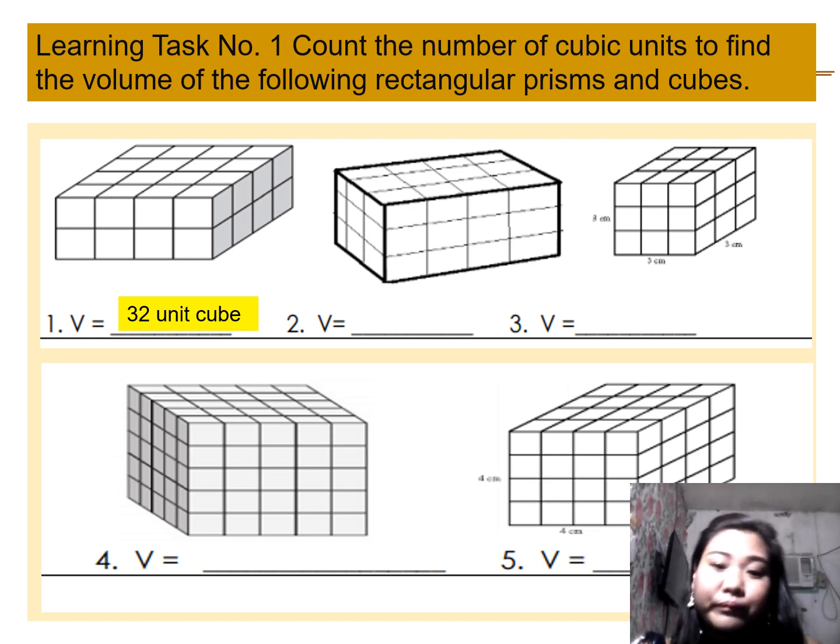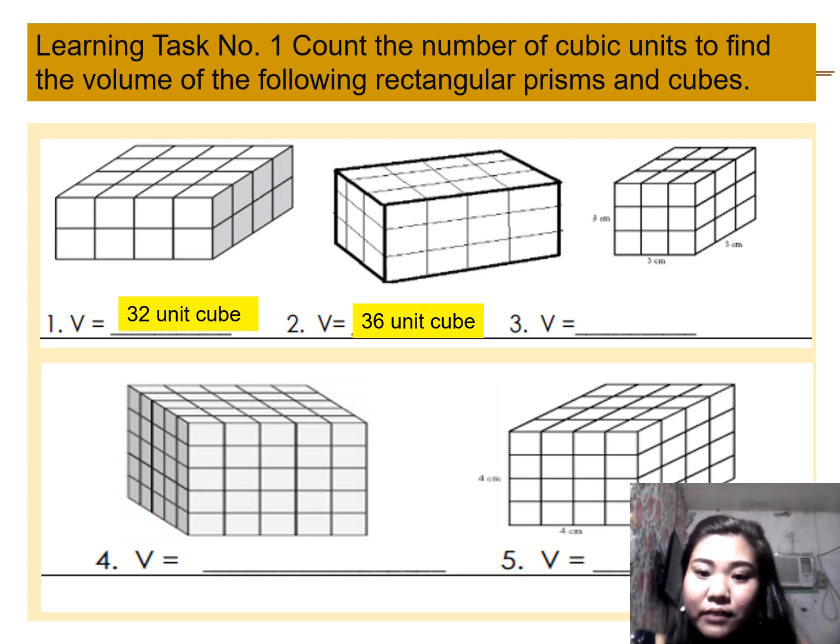Number 2. The length is 4, the width is 3, the height is 3. So simply 4 times 3 times 3. The volume will be 36 units cube. Without the unit, it is wrong because volume always has a unit.